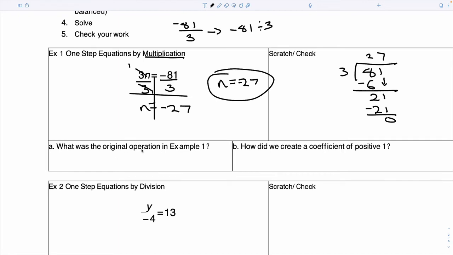So what was the original operation? It was multiplication. We created a coefficient of positive 1. Coefficient means the number in front. The number in front of the variable was 1 over 1, which we just said was 1n or n. You don't have to put the 1 there. And we created it by dividing.